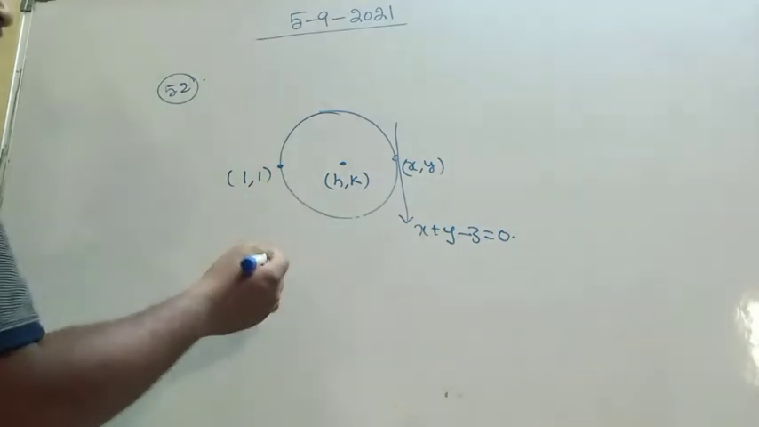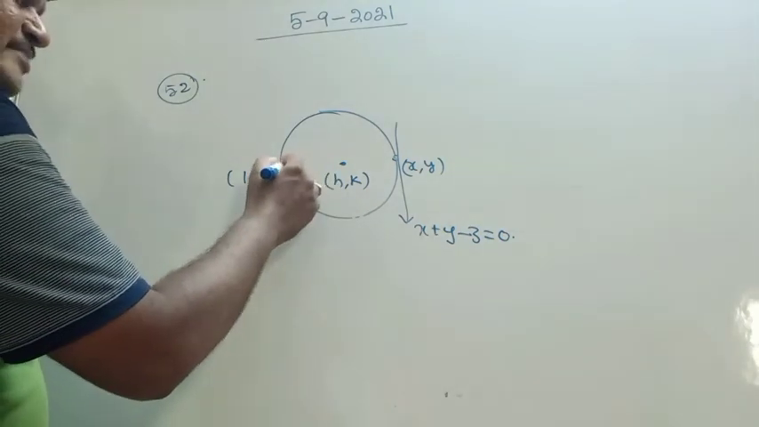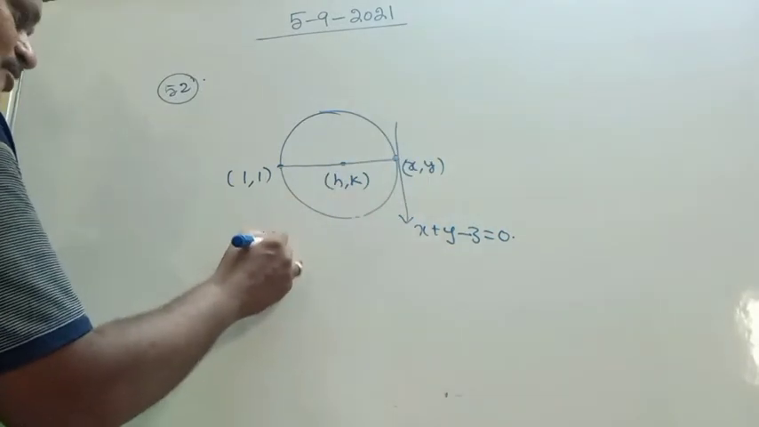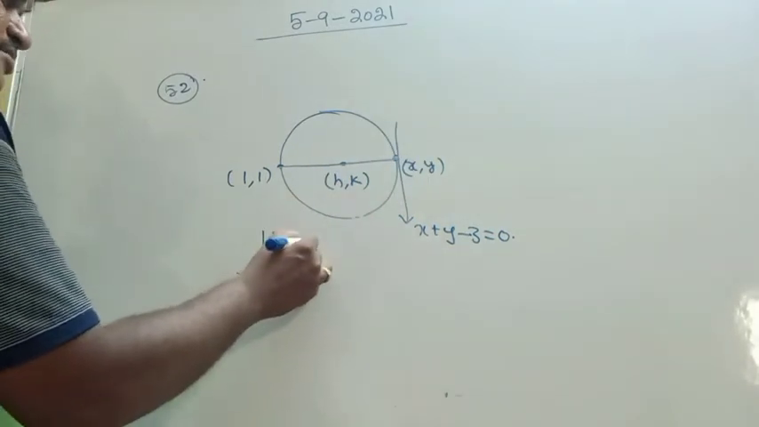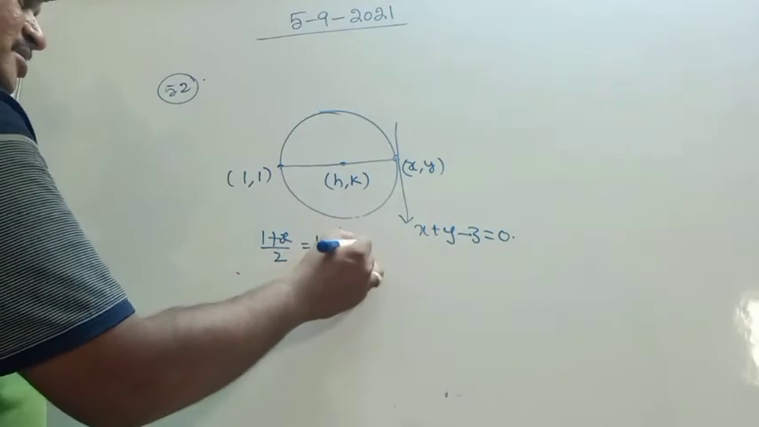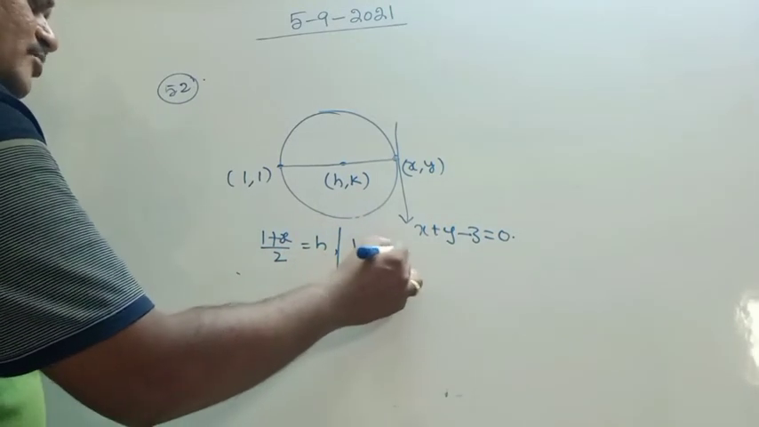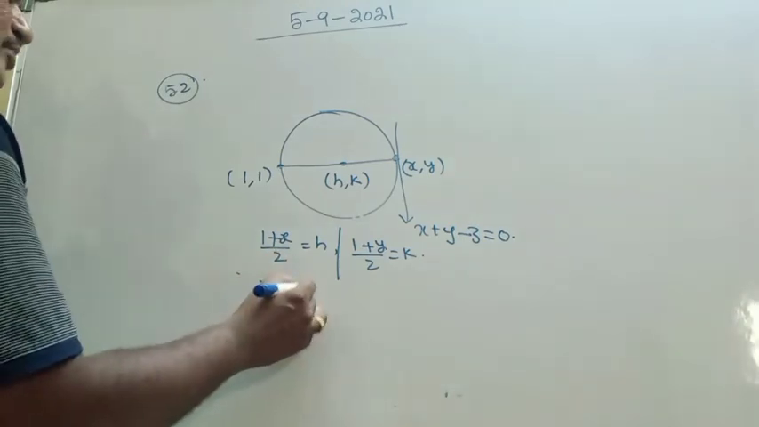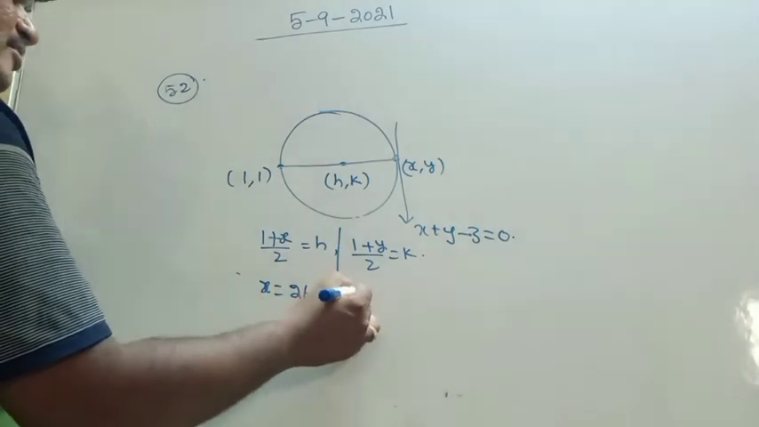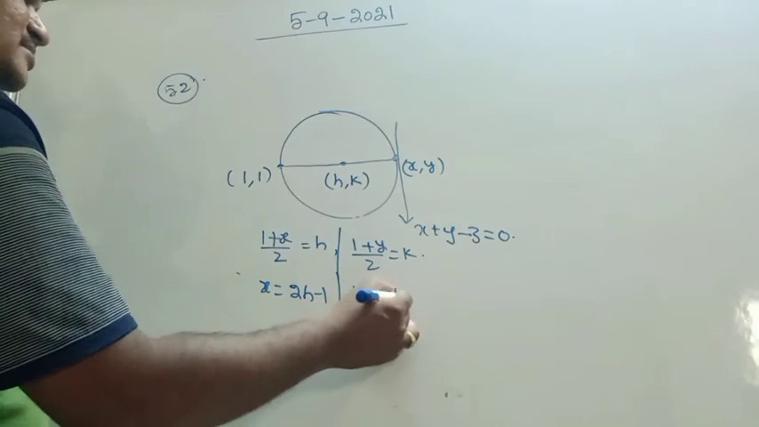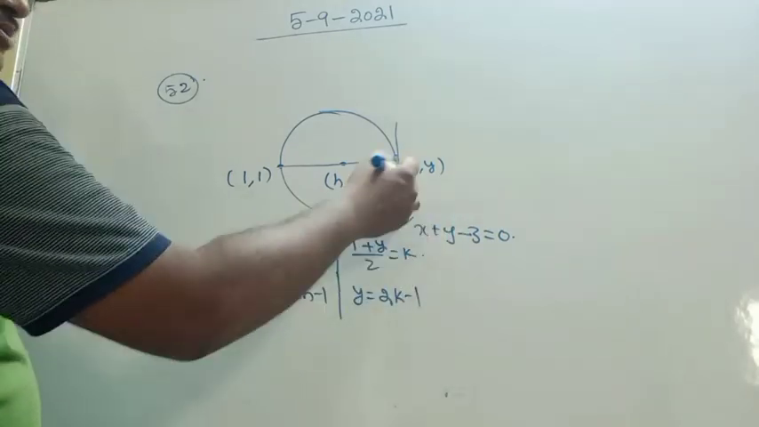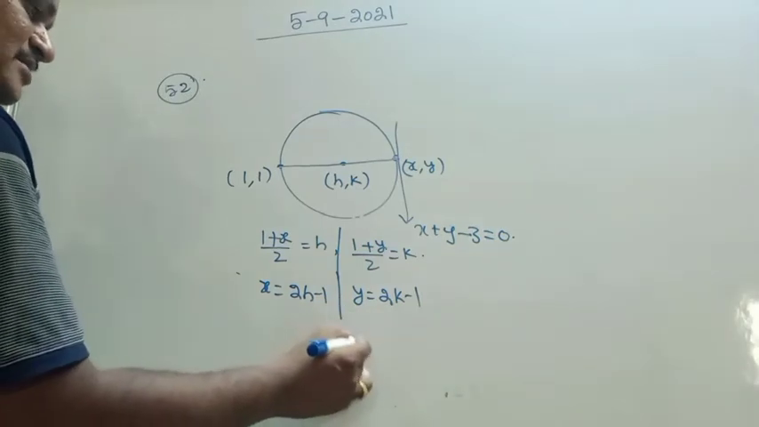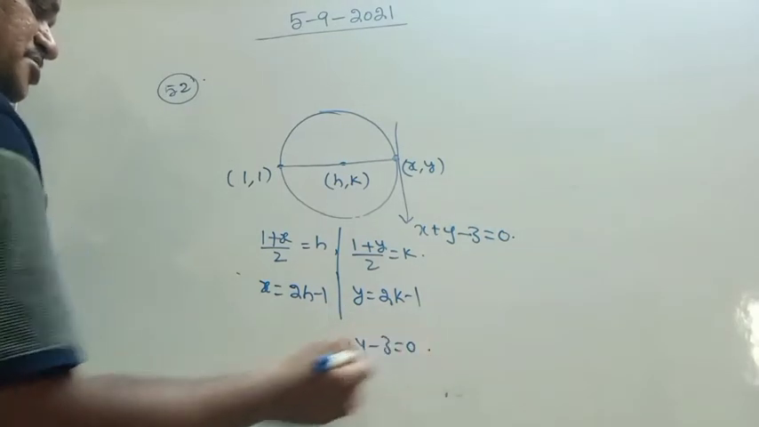Now you see, my dear students, the center is nothing but the midpoint of these two points. That means 1 plus x by 2 is equal to h, and 1 plus y by 2 is equal to k. So x is 2h minus 1 and y is 2k minus 1. Therefore, you just substitute, because this x comma y lies on the line x plus y minus 3 equal to 0. Just substitute here.